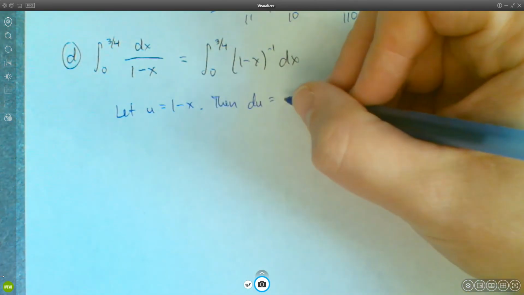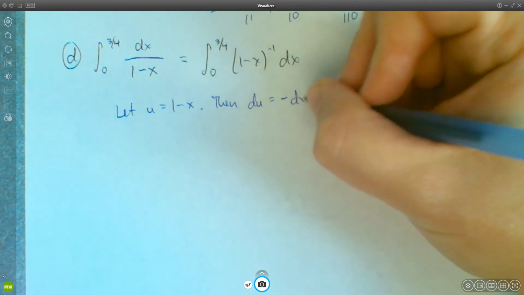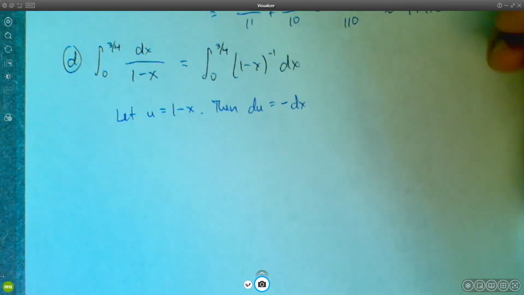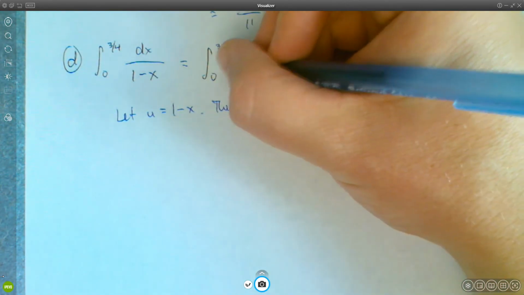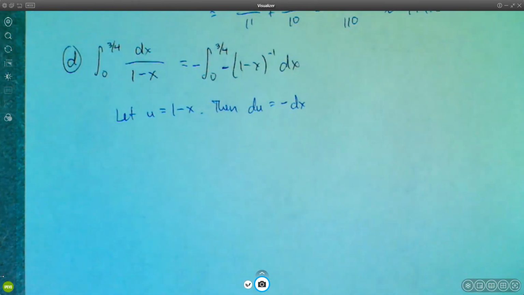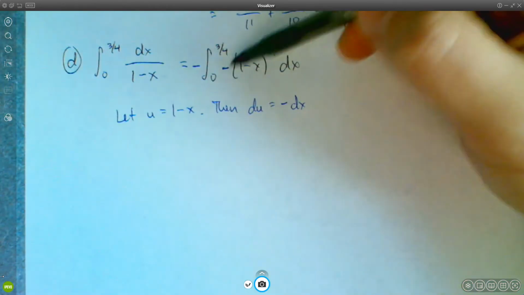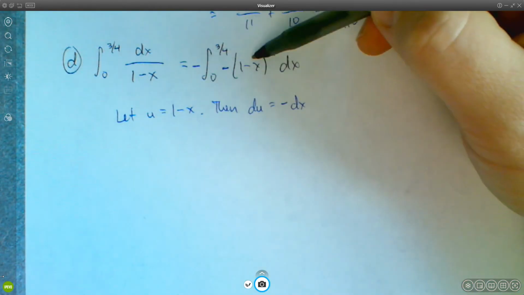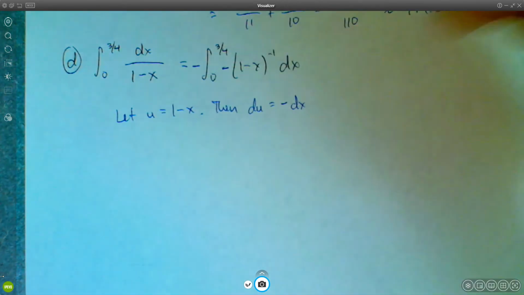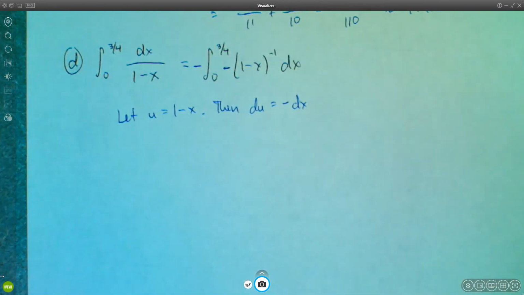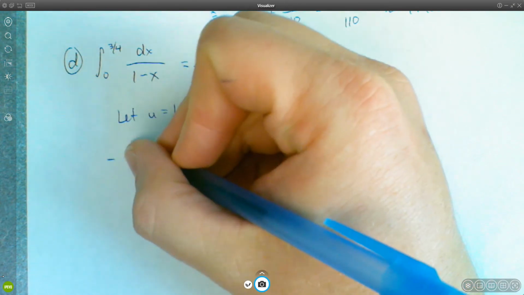Then du is going to be negative dx. So I need to get a negative dx in there. So I'm going to put a negative there and a negative there. So then negative dx is going to become du. This thing is going to become u to the negative 1. So I'm going to get negative integral.